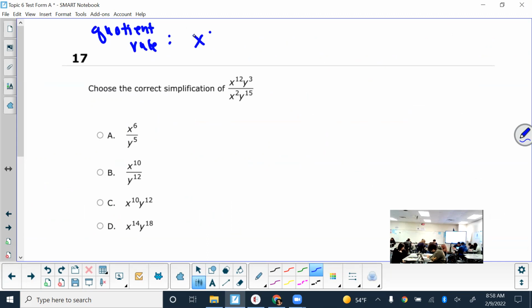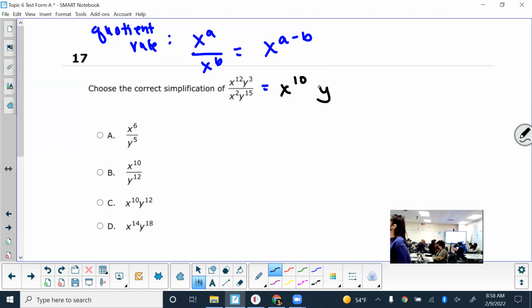All right, so that one says if I have it set up in fraction form, variables of the same base, what do I do with the exponents? Subtract them. So that's what I'm going to do here. So if it's x to the 12 over x to the 2, subtract them, what's 12 minus 2? So that's how I get x to the 10. And then I have y cubed over y to the 15. It's always the top minus the bottom. What's 3 minus 15? -12. 3 minus 15 is -12.